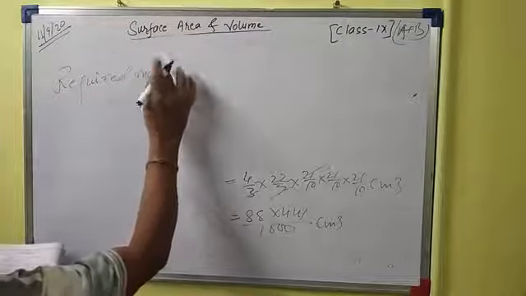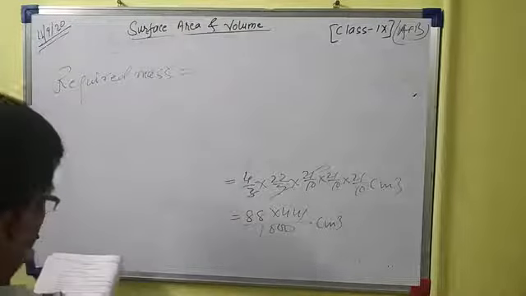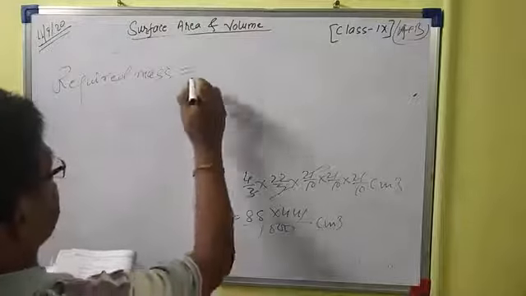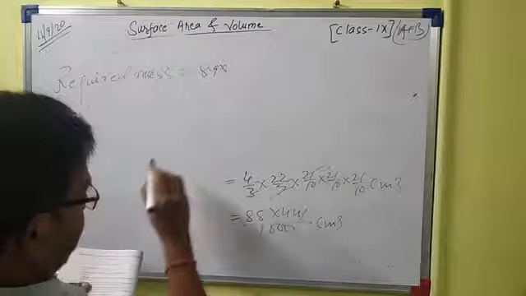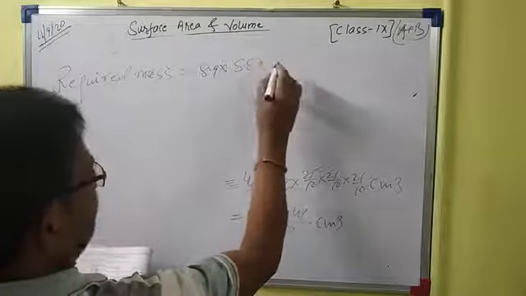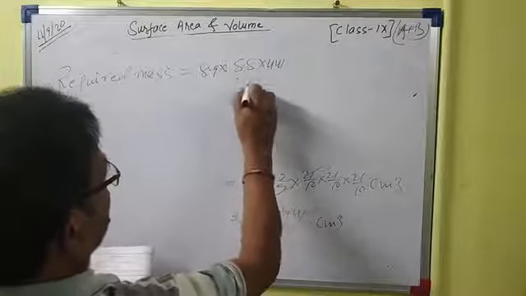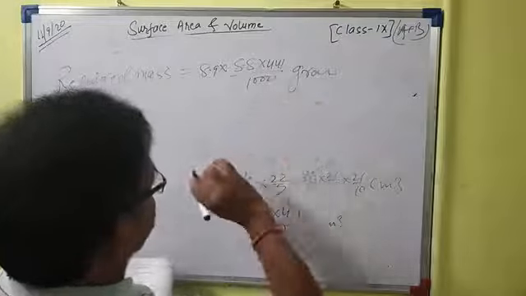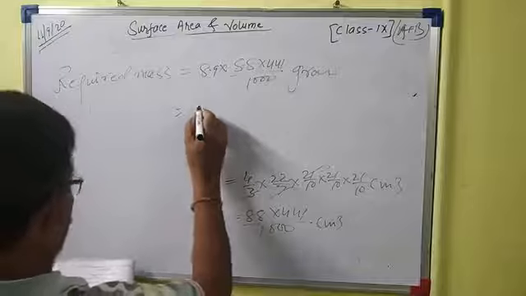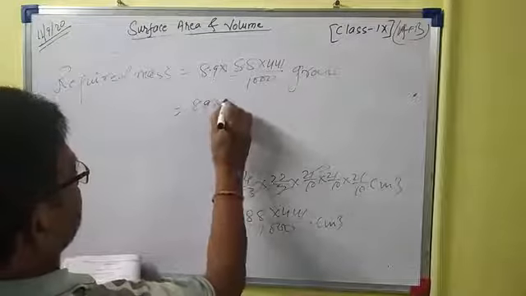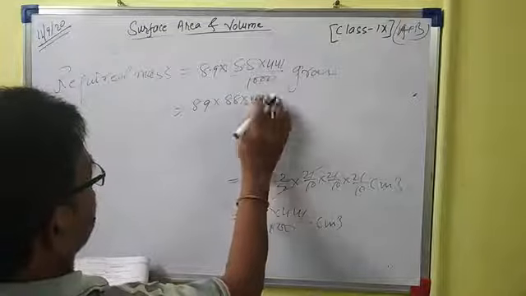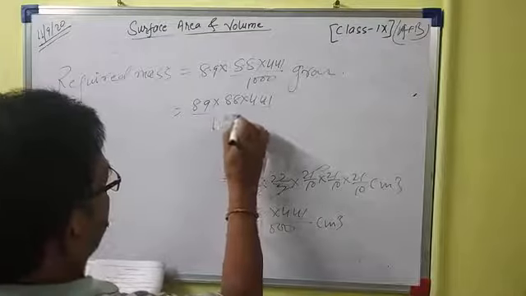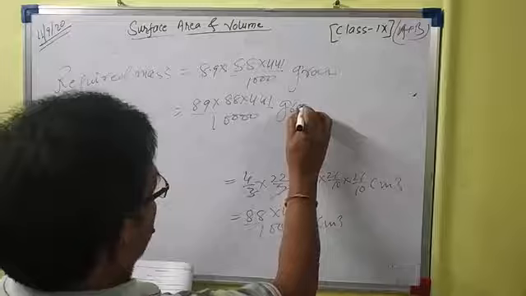Required mass equal to 8.9 into 88 into 441 upon 1000 gram. 9 into 88 into 441 by 1000, 40 gram. This will be the answer.